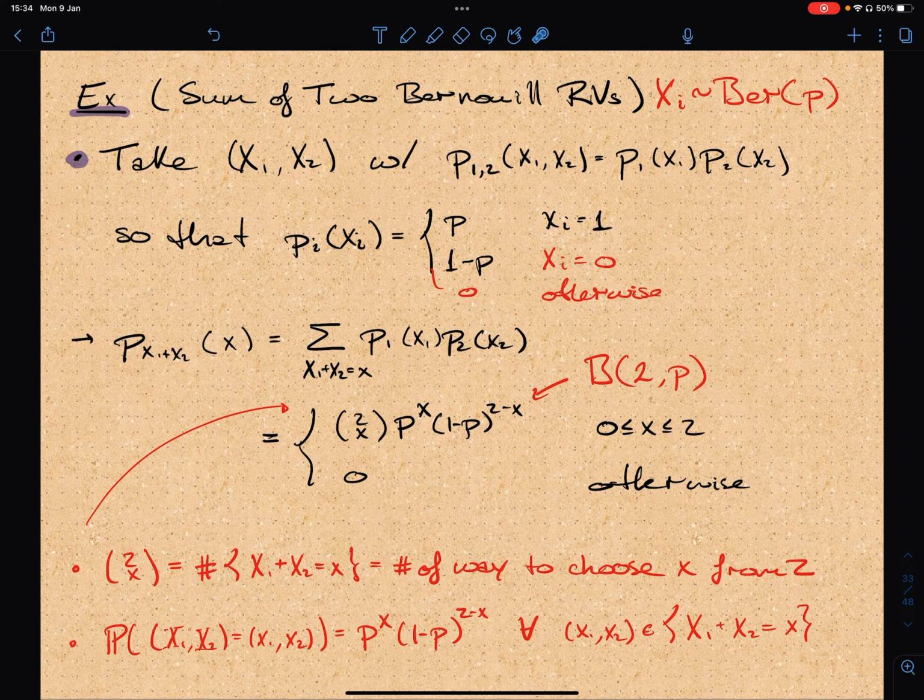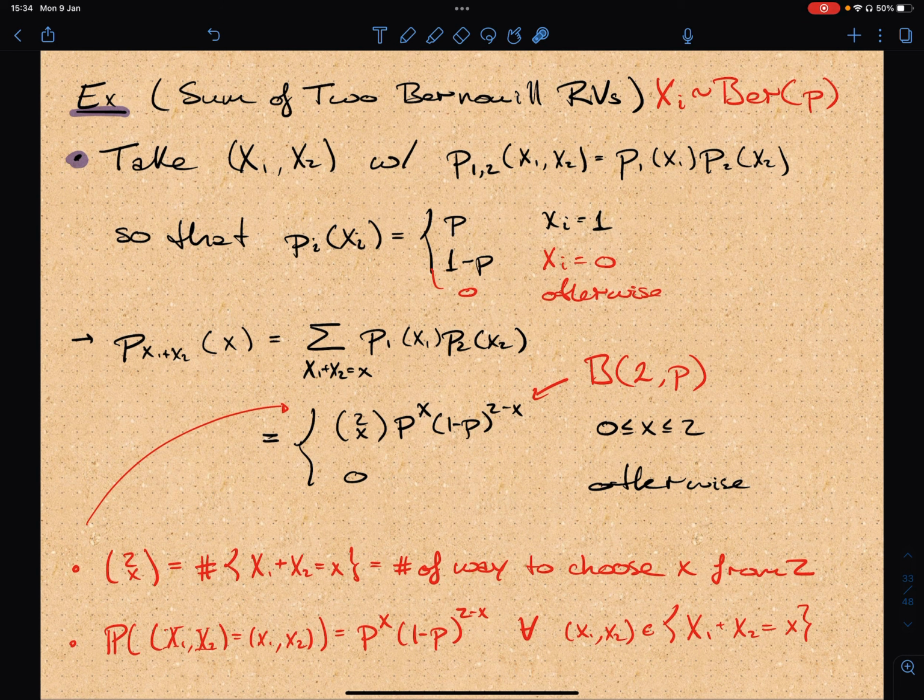And so that means that all these events have the same weight, and we just need to count the possible ways to get x1 plus x2 equals x. And this is going to be 2 choose x. So this is another sample computation for the sum of two random variables.